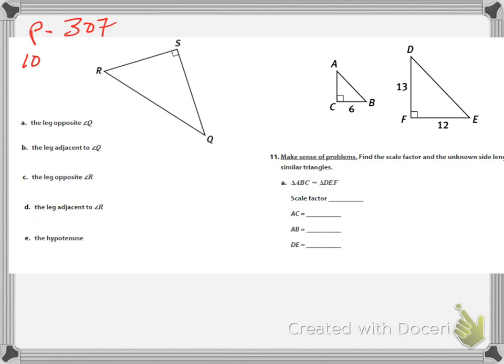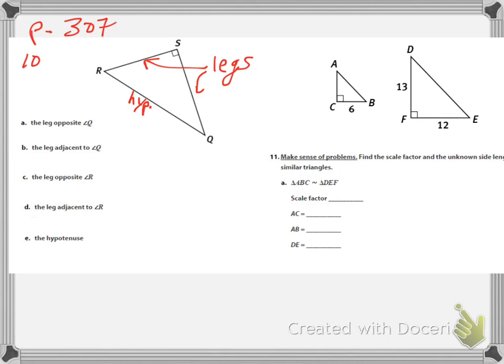Alright, so let's take a look at number 9. Hopefully you got some of these right. The leg opposite angle Q for 10A. Okay, well, you have to know what a leg is, besides anatomy. Well, this length right here is called the hypotenuse. You already know that. It's the longest side of a right triangle. The other two sides are not as special, and they get the name of leg.